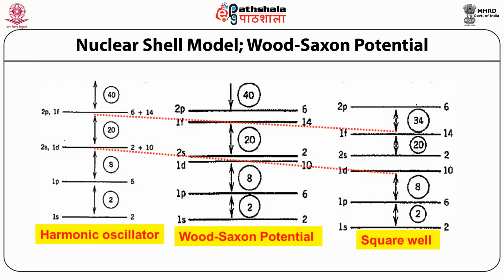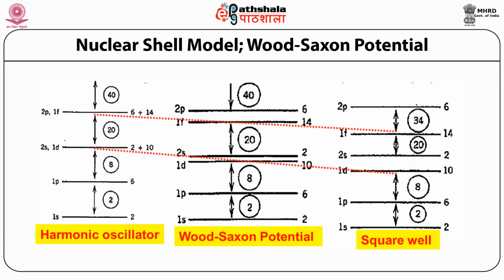So what we finally see is that even if we consider the Woods-Saxon potential and solve the quantum mechanical problem for the nucleus, we can reproduce only the first 3 magic numbers, that is 2, 8 and 20, whereas the other magic numbers cannot be reproduced.